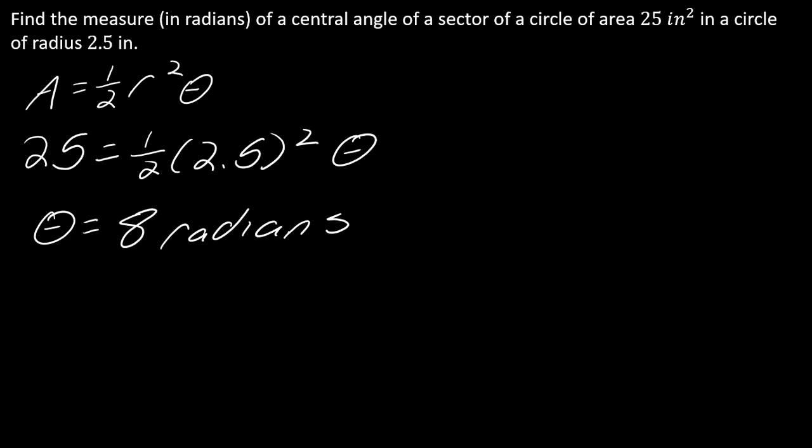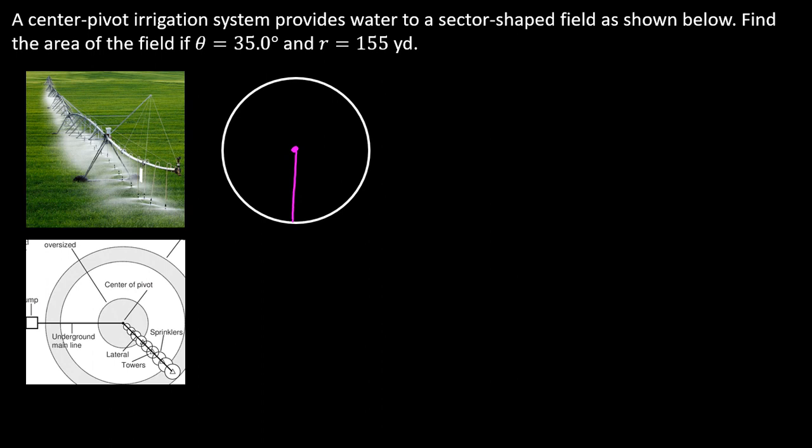Okay, so I have just a few different ways that you can play around with this formula, some application type problems. The first one I have is, a center pivot irrigation system provides water to a sector shaped field as shown below.